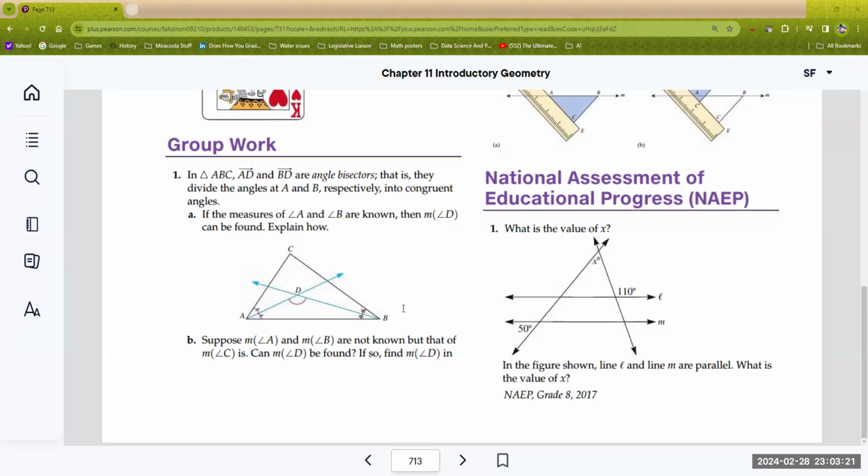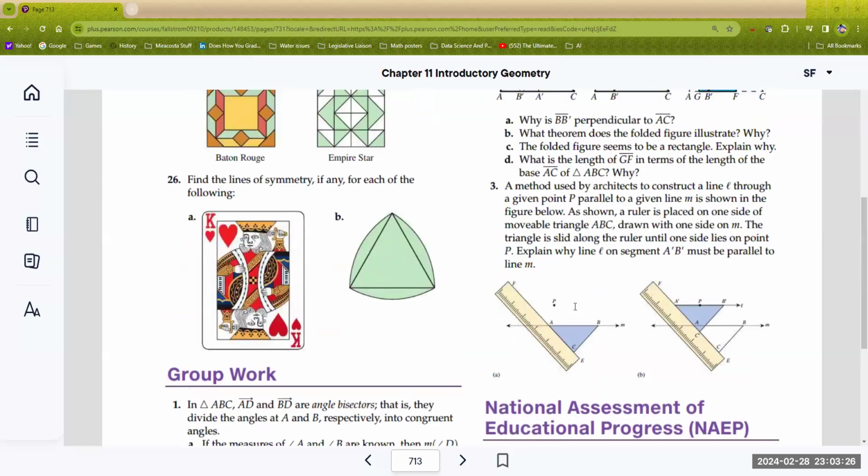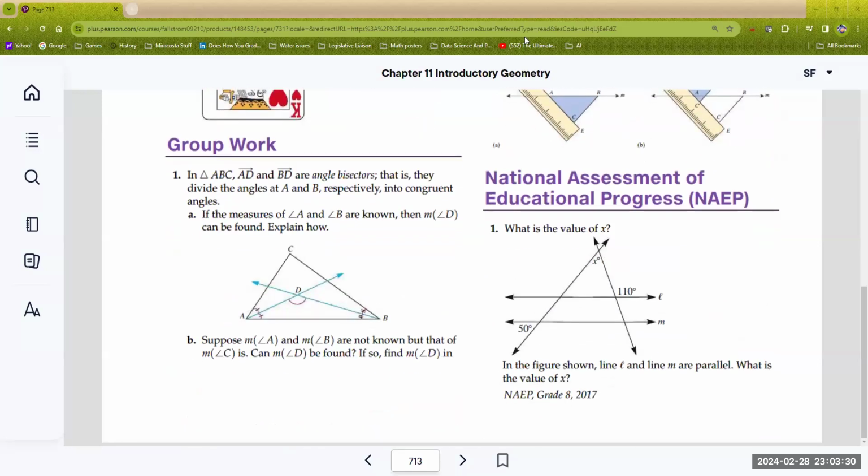Hello, students. We had a question here about group work number 1 and group work number 2. So let's take a look at group work number 1 first, and let me grab a little bit of white space. We'll see what we can find.